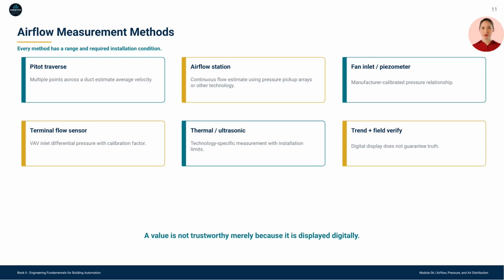The takeaway is simple. A digital value is not automatically a true value. When a number drives alarms, resets, balancing decisions, or energy calculations, identify the measurement method and its limitations. Trend the value, compare it to field measurements when possible, and verify the units before making control changes.